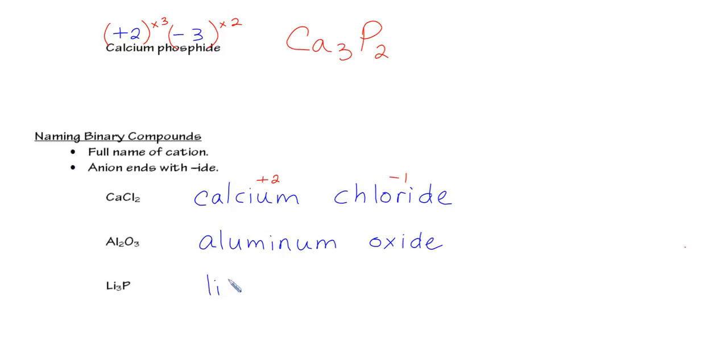This is just lithium phosphide. They should all end in -ide. Lithium is always +1. Phosphorus is always -3. To make this neutral, I'm going to need 3 atoms of lithium. I can tell you the formula is Li3P. You don't have to say trilithium phosphide or anything like that.